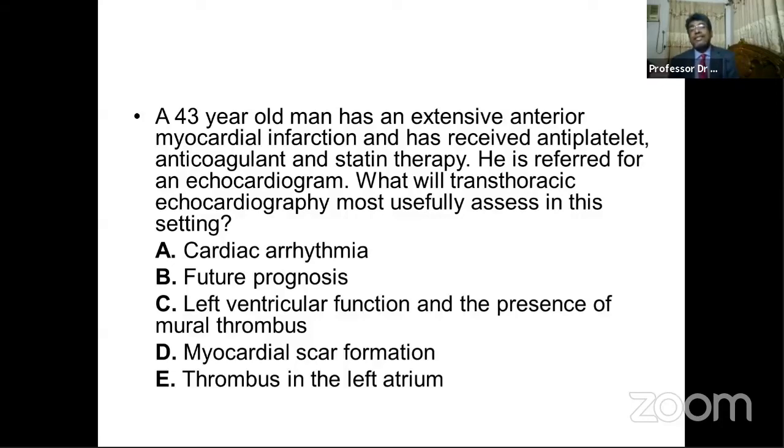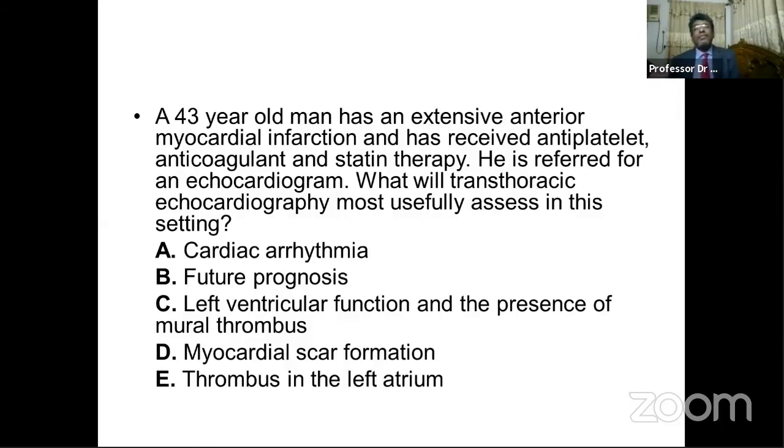So what things do we see if a patient has a myocardial infarction, especially by echocardiogram? When we do an echocardiogram following a myocardial infarction, what features do we usually find, or what things do we usually assess? Cardiac arrhythmia, future prognosis, left ventricular function, the presence of mural thrombus, myocardial scar formation, thrombus in the left atrium. During echocardiography, we commonly see the left ventricular function, as well as if there is a myocardial infarction, there is damage to the wall of the heart, and that may lead to reduced movement of that part. That can lead to the development of thrombus.